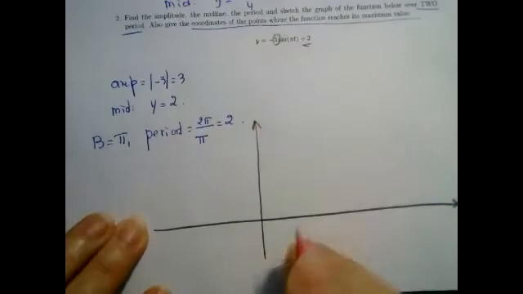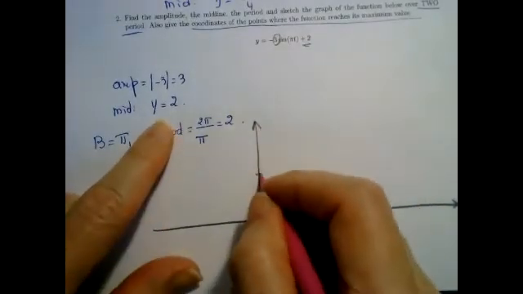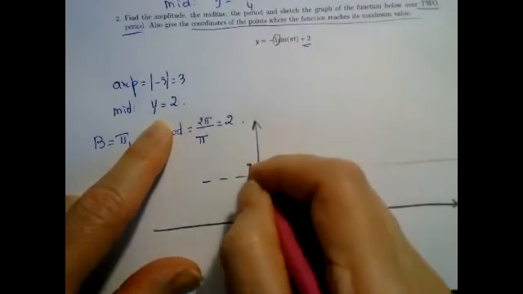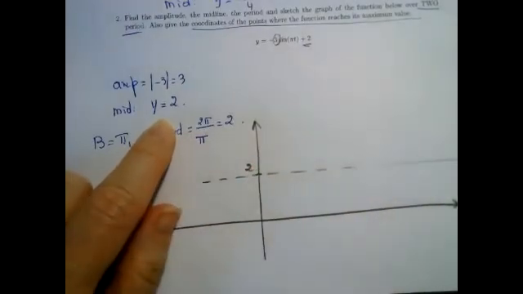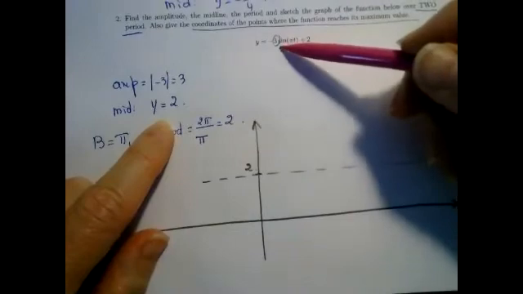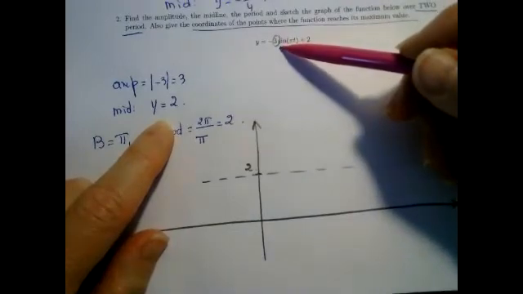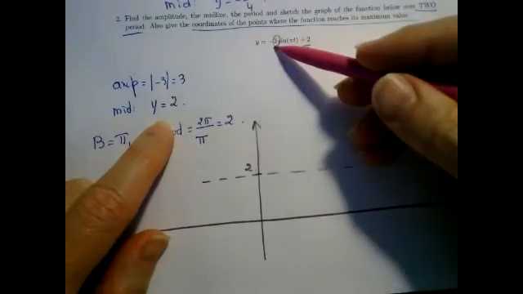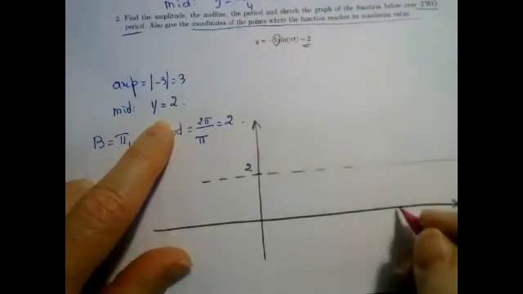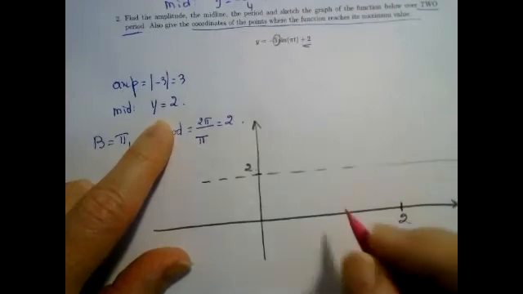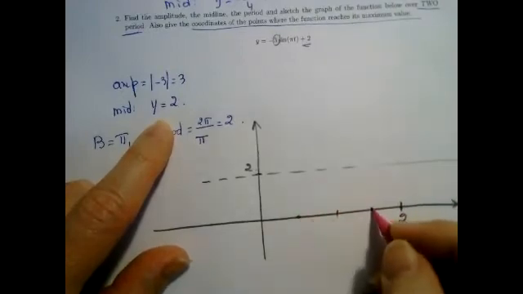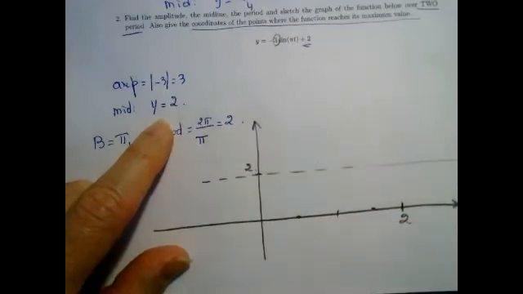Okay. So the midline is 2. That's the halfway through. Now, this has a minus sign, but the amplitude is 3 and it's reflected. And the period is 2. That's my period. So whenever I have the period, I divide my picture into 4 pieces because we know that's what's going to happen.